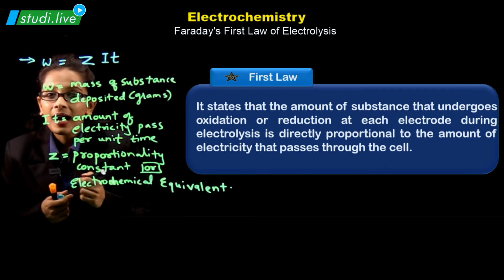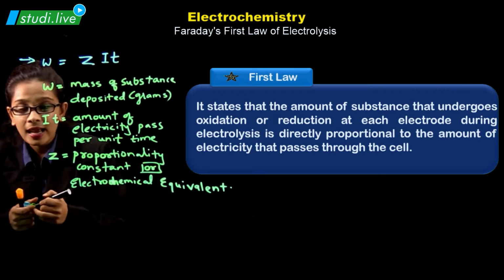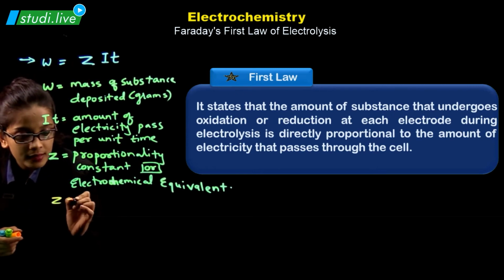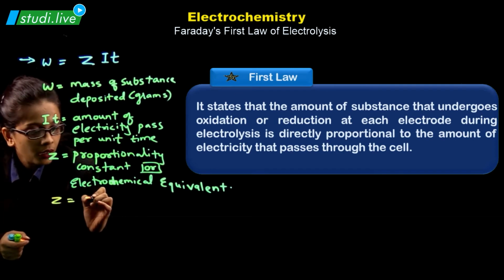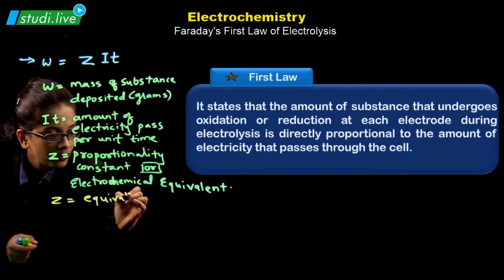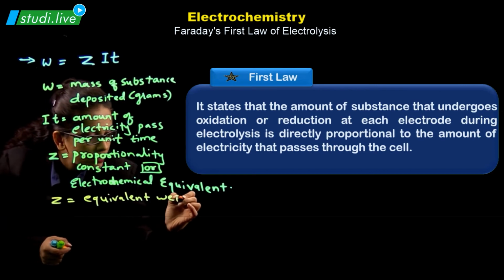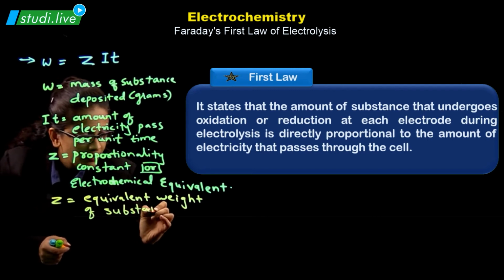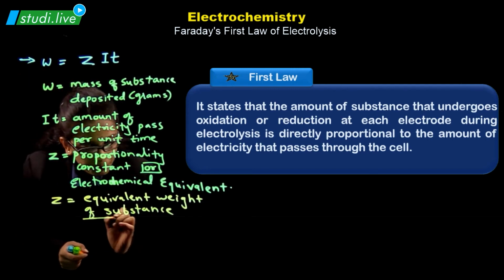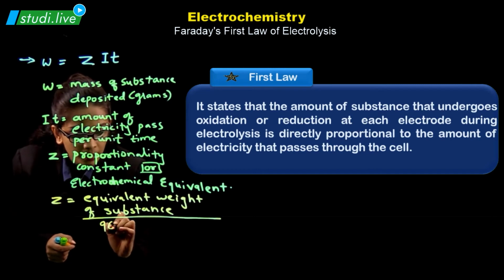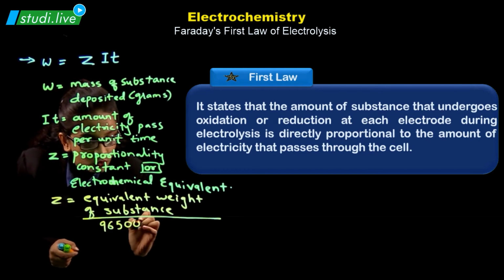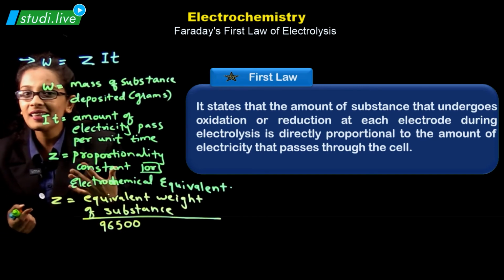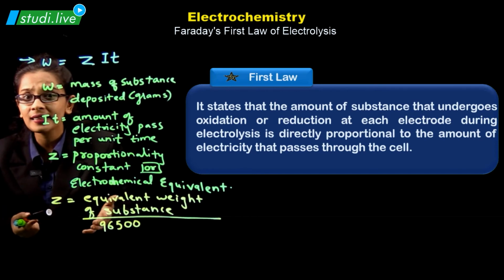Now, the formula for Z, we can say it as Z is equal to the equivalent weight of the substance that we have considered upon 96500. Now this is another value that we have got, that is 96500. What is it exactly, student?